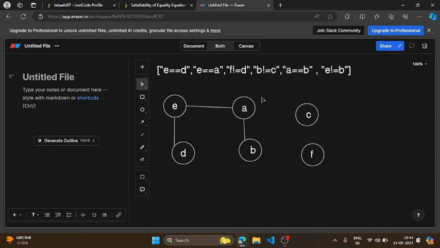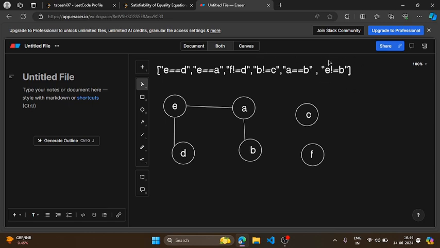In the next equation, they are saying b should not be equal to d, or you can say we cannot reach c. Sorry, we cannot reach c with the help of b. So here also you can see c is in the another component and b is in the another component of the graph. So definitely you cannot reach c with the help of b, right? Because there is no connection between them. So this equation is also satisfied.